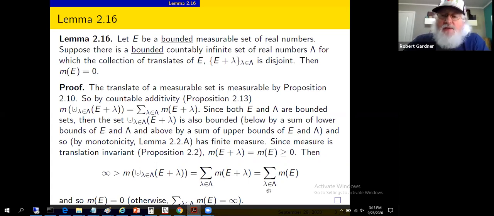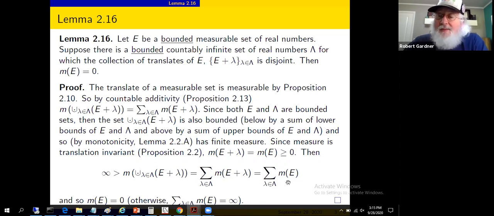We've got an indexing set capital lambda that's countably infinite. So this summation here is the constant, the number, measure of E, plus the measure of E, plus the measure of E, dot, dot, dot. A countably infinite number of copies of the measure of E. And we know that that's bounded.